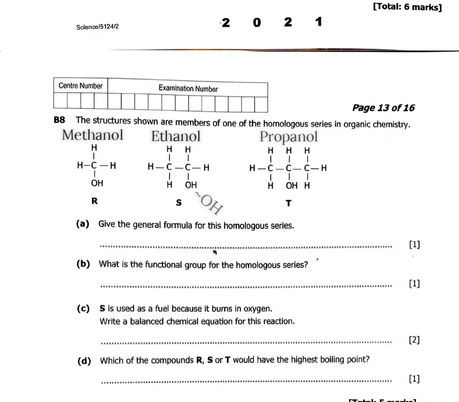Now what you need to understand is that the boiling point of organic compounds increases as the number of carbon atoms increases. So we are going to find that T has 3 carbon atoms, S has 2 carbon atoms, then R has 1 carbon atom. So T is going to have a high boiling point because it contains more carbon atoms than R and S.